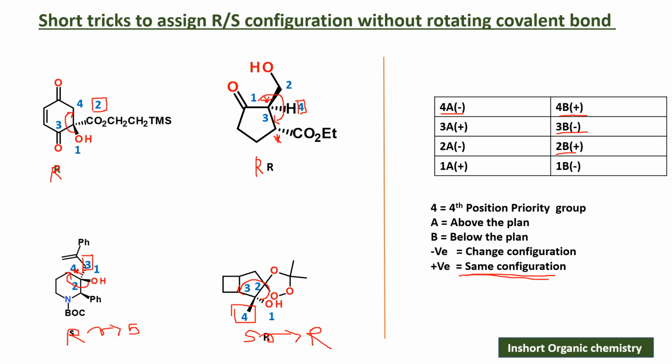There are 3 key steps. The first step is to give the priority. Second is to hide the group, and this group should not be considered while assigning the configuration or giving the direction, like clockwise or anti-clockwise. And third is to check the sign of that hidden group. Like here I am hiding the fourth position group, so I have to check the sign of that group. It is a plus, so you keep the same configuration. If it is negative, you have to change the configuration. That's all. Thank you.